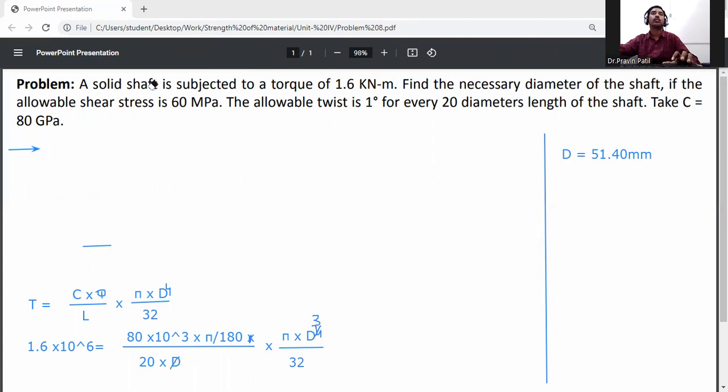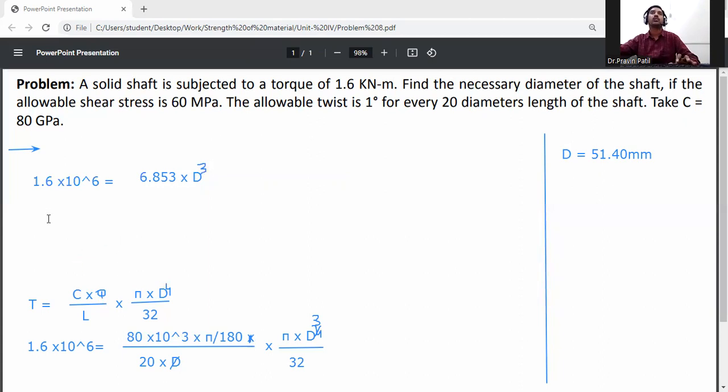So the diameter for the stiffness you will get from this relation: 1.6 into 10 raised to the power 6 is equal to 80 into 10 raised to the power 3 into pi by 180 divided by 20 into pi by 32, which gives 6.853 into d cube.